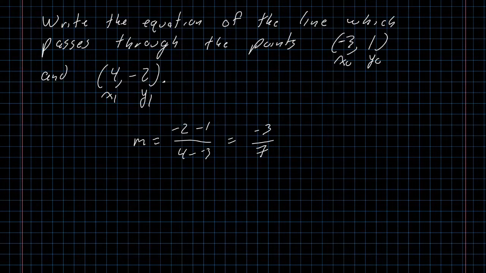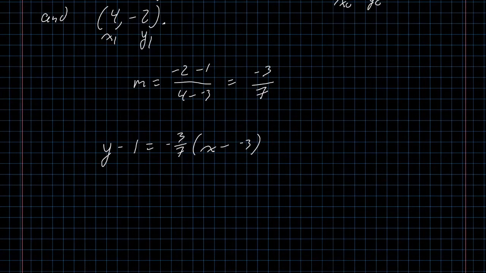Then with that, we have that y minus y0, which is 1, is equal to m, which is -3/7, times x minus x0, which is -3. And if we had chosen the other value for x0, y0, you would have instead ended up with y plus 2 is equal to -3/7 times x minus 4, which certainly looks like a different number. And so that's what we want to look at next.